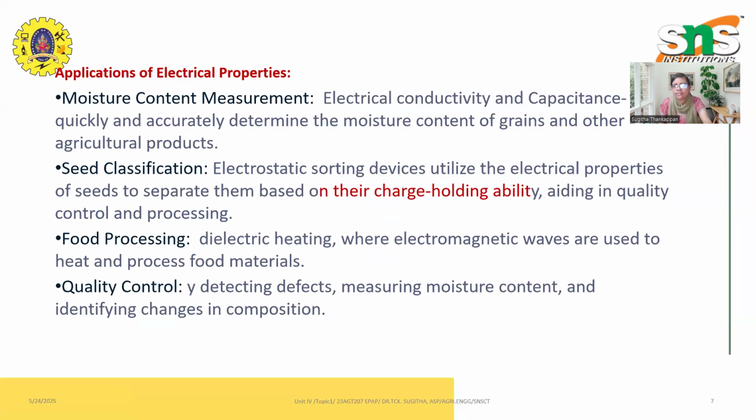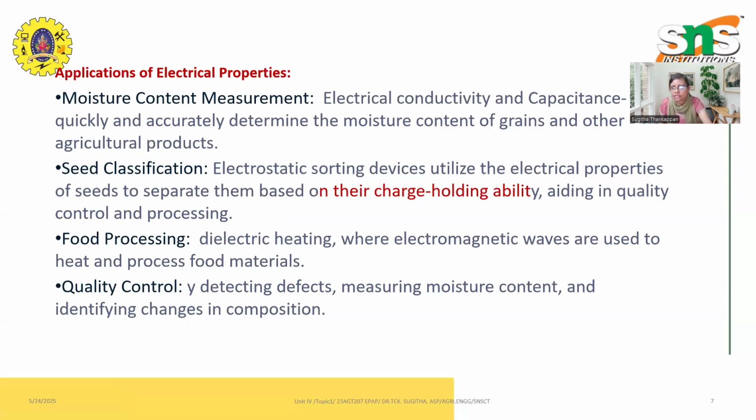What is the need for us to study this? This is very important for moisture content measurement. Here we will be using the electrical conductivity character as well as the capacitance. This is used for quick and accurate determination of moisture content of any grains or any other agriculture products.